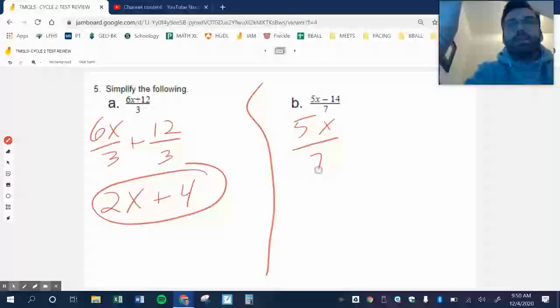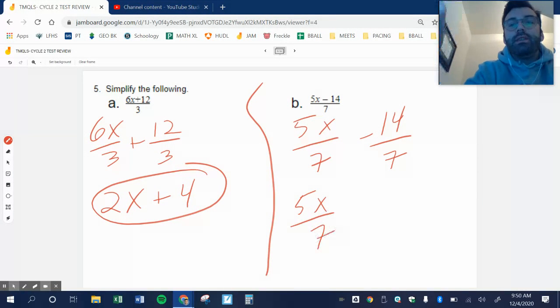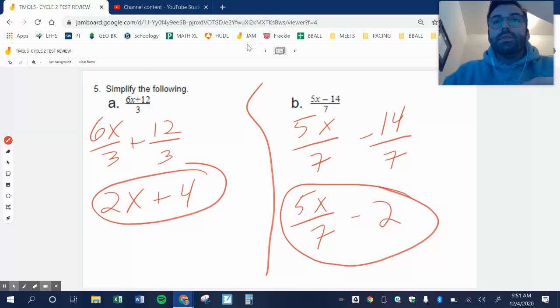Same idea. Split it: 5x over 7 minus 14 over 7. I can't simplify 5x over 7, so I just leave that. But 14 over 7 I can simplify to 2. Let's keep going. I'm flying.